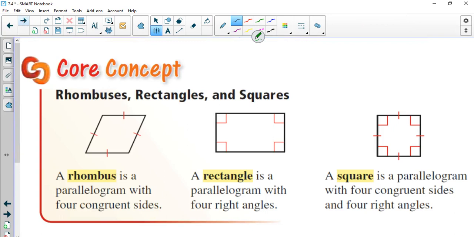Okay, so just some core concepts. I'm not going to read to you. You can read this, you can hit pause and move on. Okay, but these are your basic shapes of rhombus, rectangle, and square.